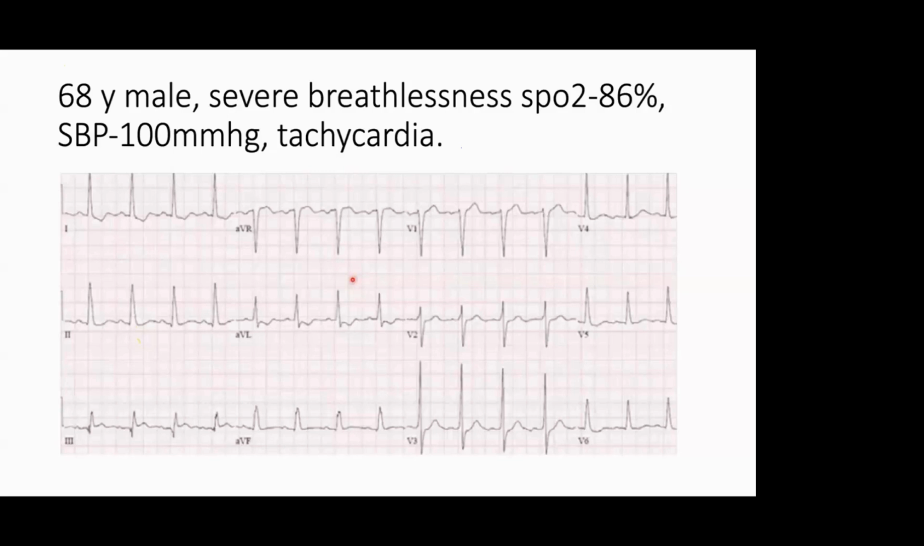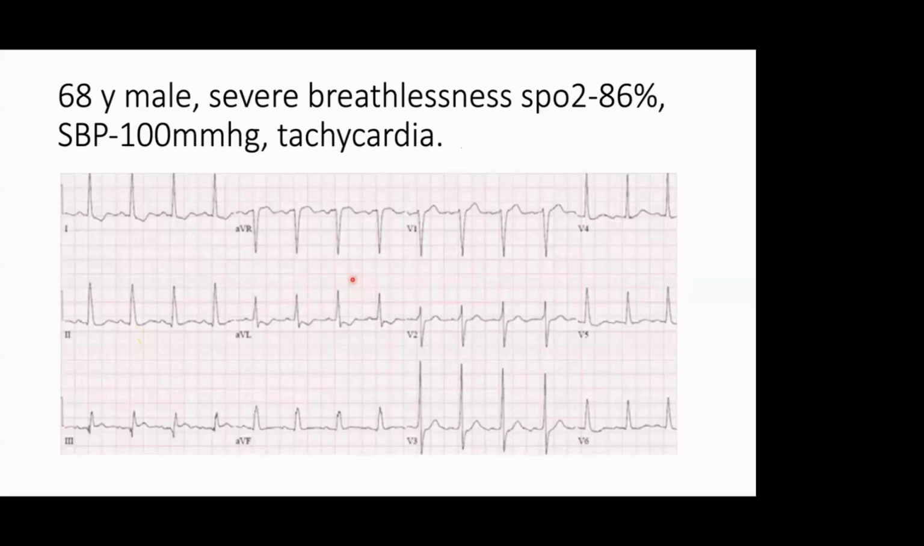You can just see all leads. When you look for MI, you can look at leads in groups: 2, 3, AVF alone; V1, V2, V3 alone; V3 to V6 alone; 1 and AVL alone. Like that, you can group and see. Then you will not miss it. ST depression in 1 and AVL. Yeah, that's there. Lead 1 and AVL, and V5, V6 also we have to look at. So all this area we have ST depression.